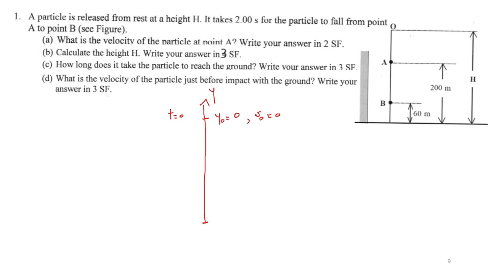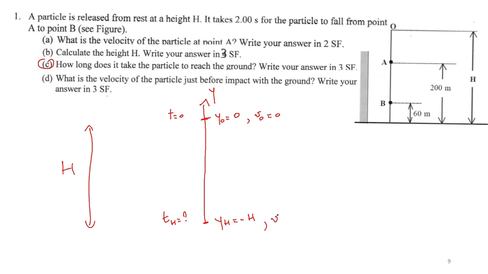Now the ground is here. When I reach the ground, I will call that time th. I don't know it yet, but I will know it. By the way, that's the question number C. How long does it take the particle to reach the ground? Okay, th. Now, what is my position? YH, of course, minus h, because it's at a height h below the 0.